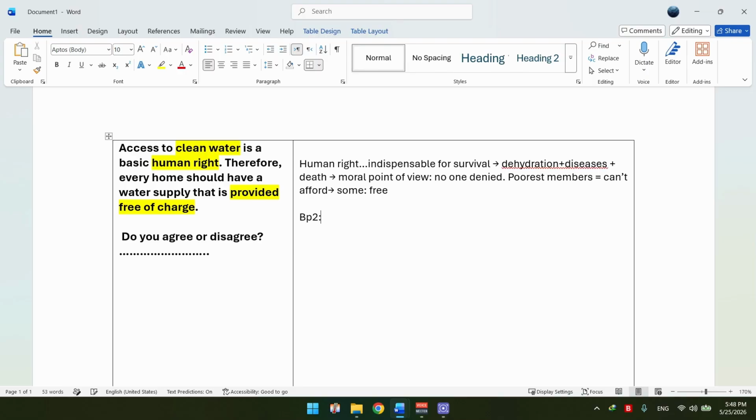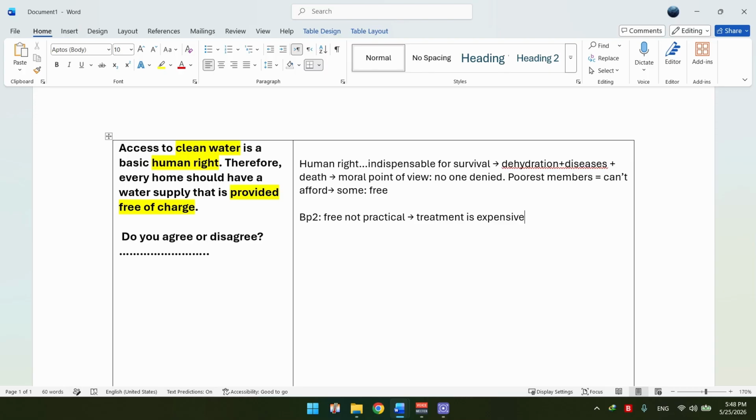Second body paragraph: free, not practical. If we provide it, it's not practical. Why do I think that? Whatever claim that I come up with in my essays, I need to support it, extend it. Infrastructure, treatment and everything. Treatment is expensive. Treatment of water.